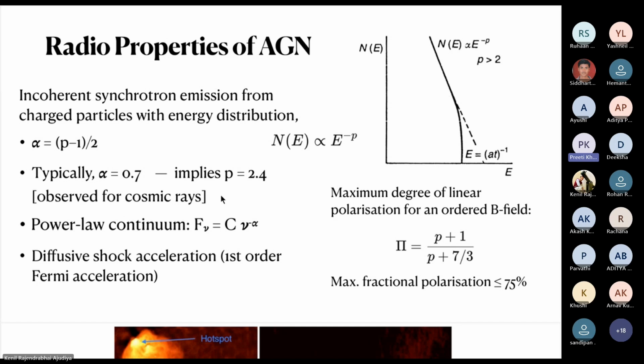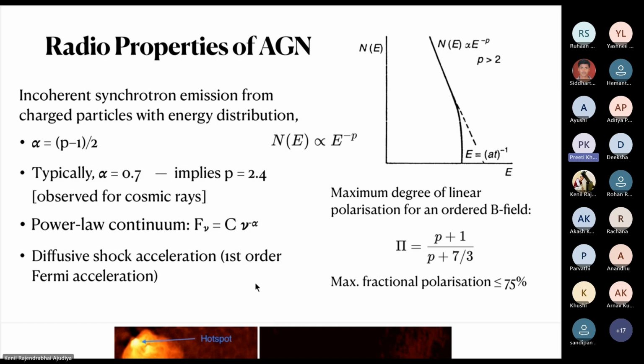Second thing to note is that the theory predicts that synchrotron emission will, first of all, be linearly polarized, and the maximum degree of polarization is related by this formula to the p that we just discussed. Given p of 2.4, the maximum fractional polarization expected from this synchrotron emission is 75% or less. And this is actually also observed.